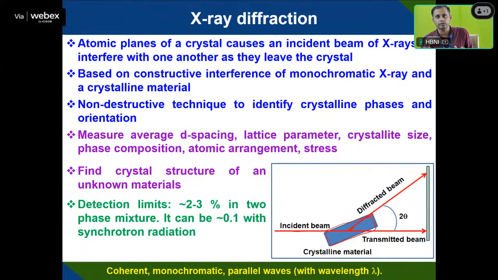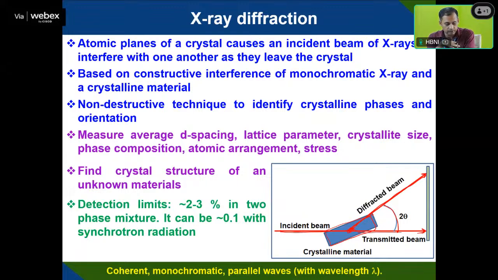Otherwise, if it's amorphous, there is no long range ordering, only short range local ordering, and you'll see a broad spectrum. Mostly, the incident beam falls on the sample and is diffracted at an angle. If you see the diffraction angle, it is 2 theta. Here, this is the transmitted line to the diffraction, and the angle is 2 theta.